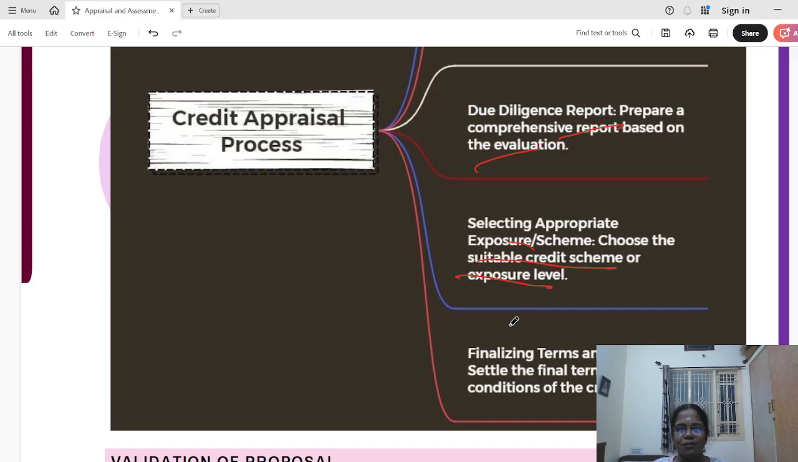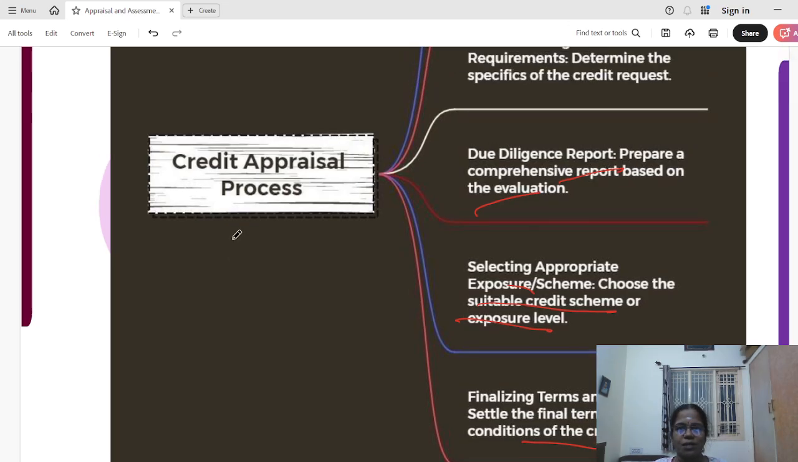Then finalizing terms and conditions: settle the terms and conditions of the credit facility. Whatever the credit facilities are, they have to set the terms and conditions for them. So these are all the various steps of the credit appraisal process.